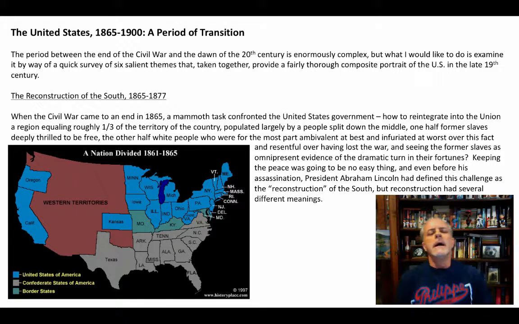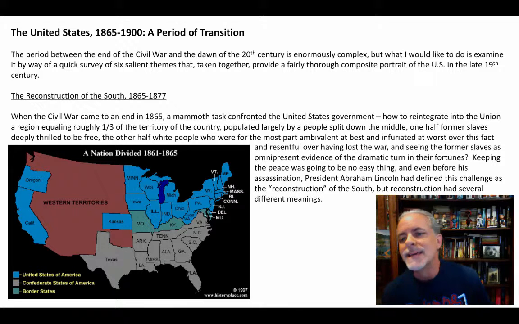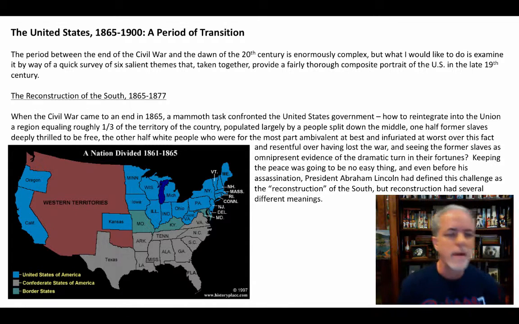So, yeah, a period of transition. The period between the end of the Civil War and the dawn of the 20th century is enormously complex, but what I would like to do is examine it by way of a quick survey of six salient themes that, taken together, provide a fairly thorough composite portrait of the United States in the late 19th century. And I would like to begin by talking about the Reconstruction of the South between 1865 and 1877.